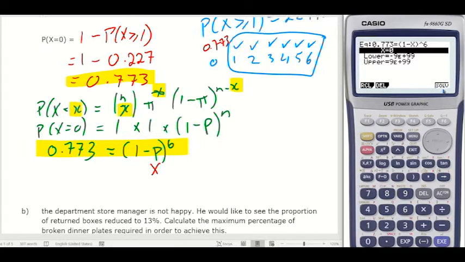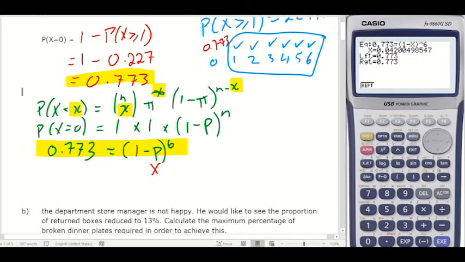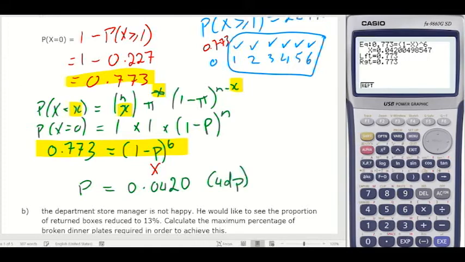Now I get this option coming up, which is my solver. So I'm going to say F6, go off and solve it. And so that tells me that my answer, and instead of calling it x, I'm going to go back to calling it p, because that's what I'm trying to find. p is 0.0420 to 4 decimal places. So that is the probability for a single plate being broken. So the chance that one plate is broken is 4.2%. And that means it meets the requirement of 22.7% for a whole box.